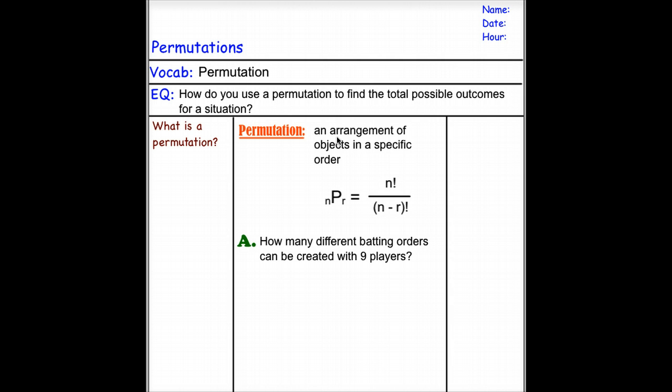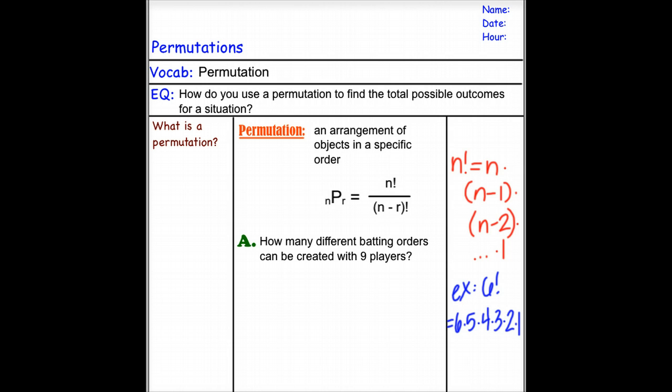We use this formula called P with N and R, or nPr as everybody else says, which is equal to N factorial over N minus R factorial. Remember, N factorial is N times N minus 1 times N minus 2, all the way down to times 1. If we have, say, 6 factorial, that means 6 times 5 times 4 times 3 times 2 times 1. We multiply all of those together to get our answer.